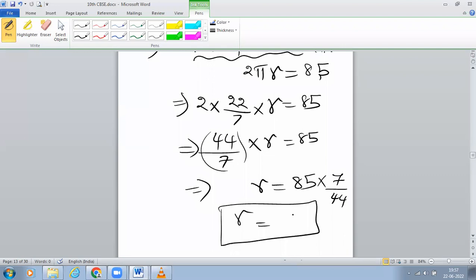Okay, the remaining steps you have to do. Find the value of r. After finding the value of r, you have to substitute the values of r and h in the surface area formula and find the surface area of the cylinder. Perimeter of the base means nothing but 2 pi r, because the base is in the shape of a circle. For a circle, the perimeter is also called the circumference. That is, the formula is 2 pi r. Okay, we will complete it up to this, ma. r is equal to 85 into 7 by 44. Yes, sir.